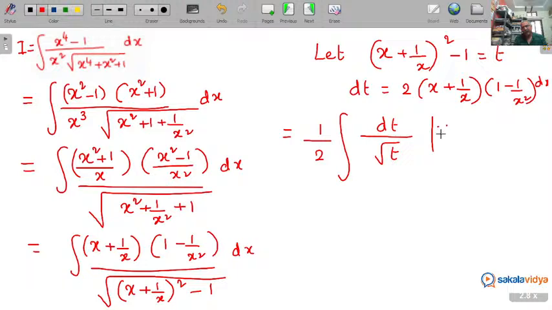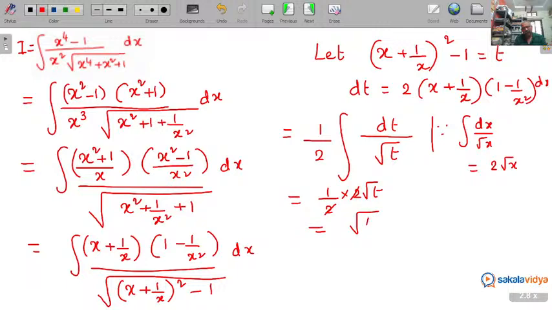So we have a beautiful formula, integral of dx by root x is 2 root x simply. So this is equal to half multiplied by 2 root t. 2 gets cancelled. So that is root t. What does t stand for? Root of (x plus 1 by x) whole square.